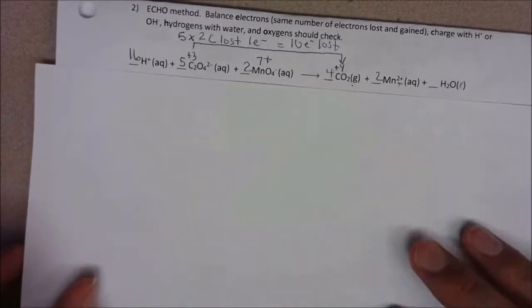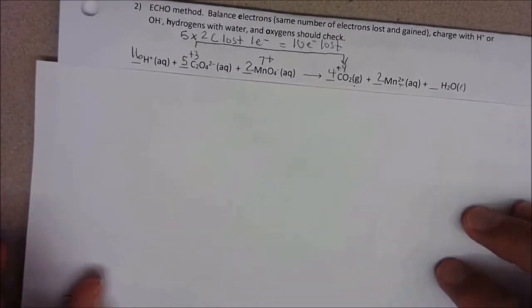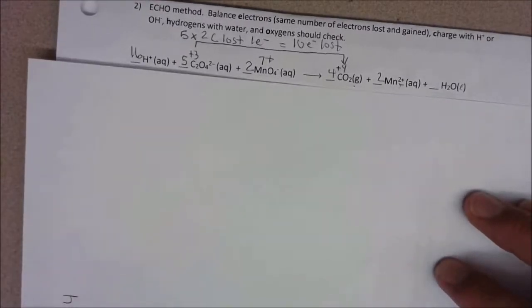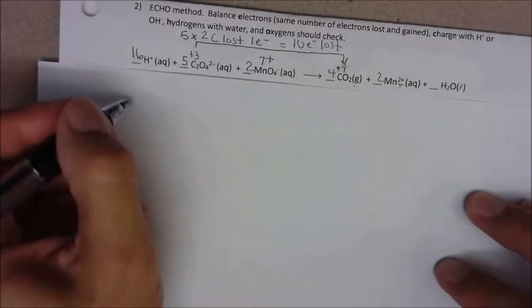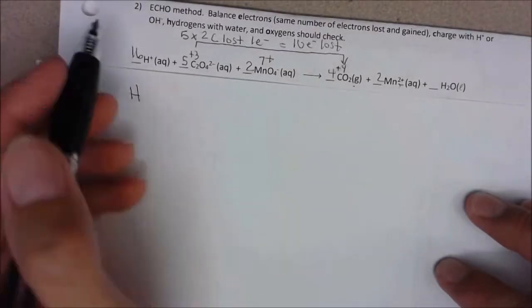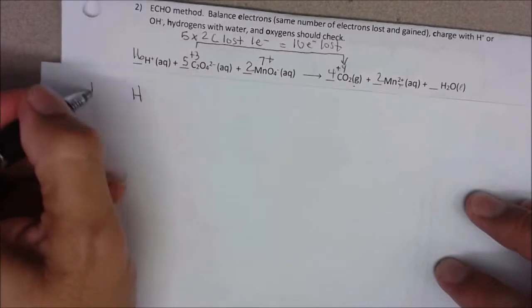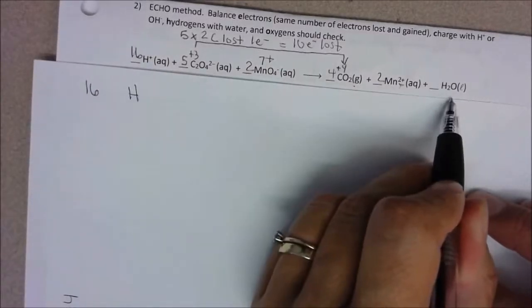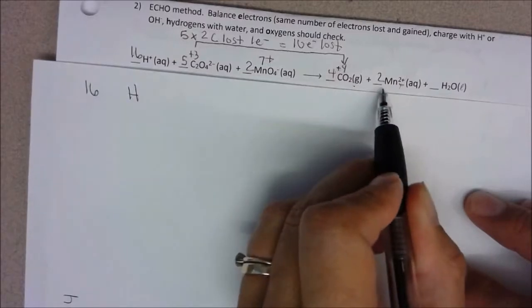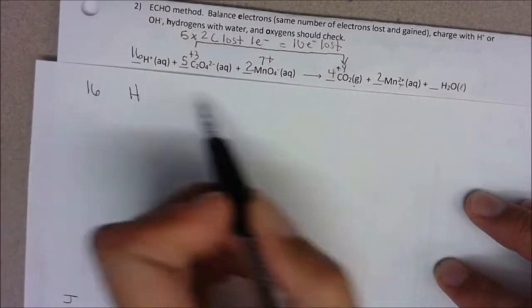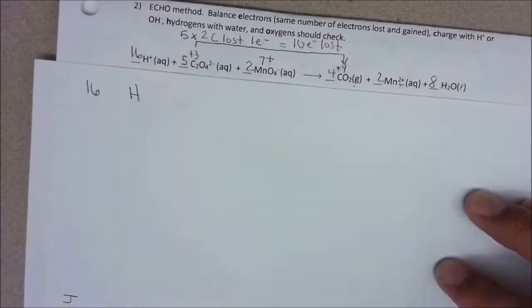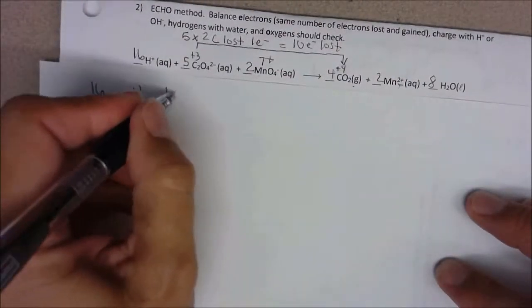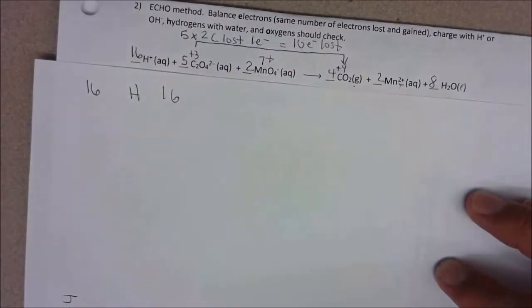Next, let's balance hydrogens. On the reactant side, we have 16 hydrogens, with the only source being the protons. On the product side, we have waters. There's no other hydrogens in here. If we have 16 on the reactant side, we need 8 waters on the product side. That gives us 16 hydrogens on both sides.